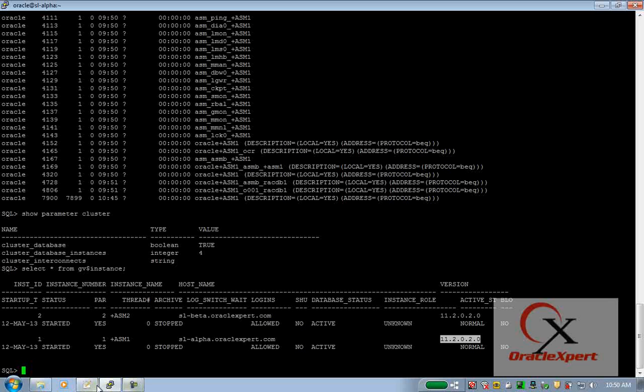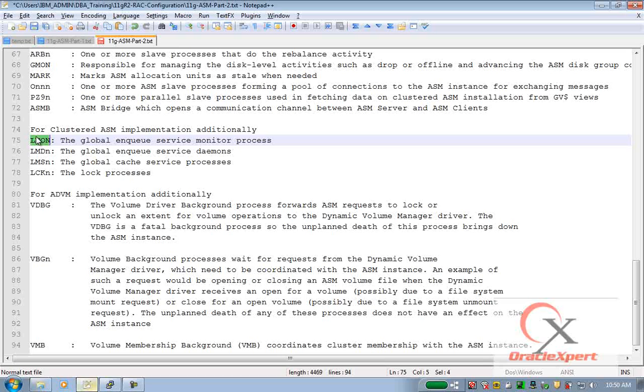And whenever there is a clustered ASM implementation, you would see additionally LMON, LMD, LMS, LCK, which are required for clusters, whether it's a database cluster or an ASM cluster. LMON stands for the global enqueue service monitor. LMD stands for the global enqueue service daemon. LMS stands for the global cache service, and LCK stands for the lock process.